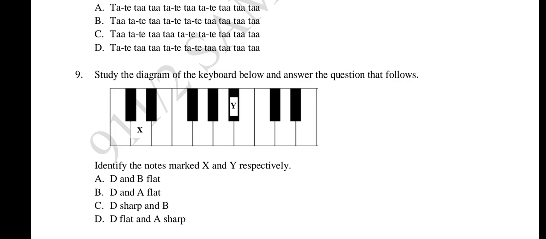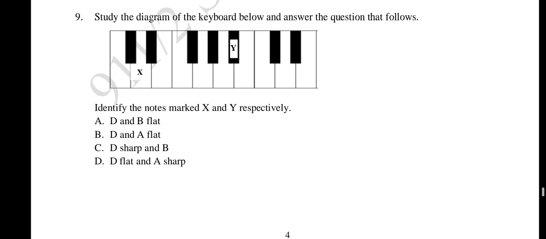Study the diagram of a keyboard shown below and answer the question that follows. Identify the notes marked X and Y. We said if the keyboard starts with 2 black keys, the first note is C. Then if it starts with 3 black keys, the first note is F. In this case, it has started with the 2 black keys. And remember also, 2 black keys hold 2 notes, which is a sharp and a flat.